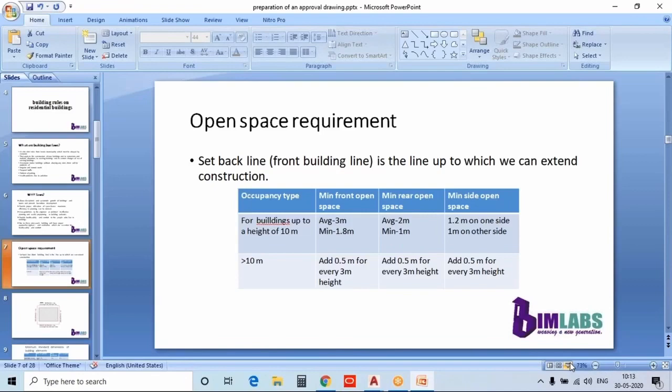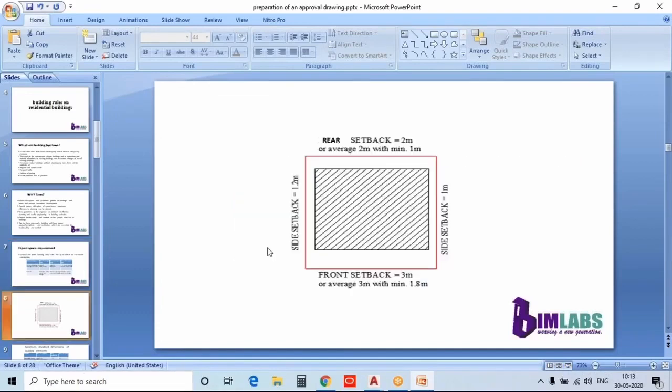First of all, we have to consider the setback line, the line up to which we can extend our construction. For the occupancy type of a residential building up to a height of 10 meter, we have to provide a front minimum open space of 3 meter and an average of 1.8 meter. You can see from this figure that the red boundary indicates the plot, and the hatched part indicates the building.